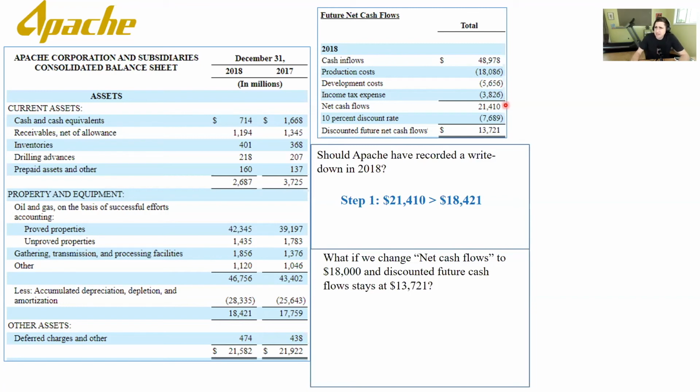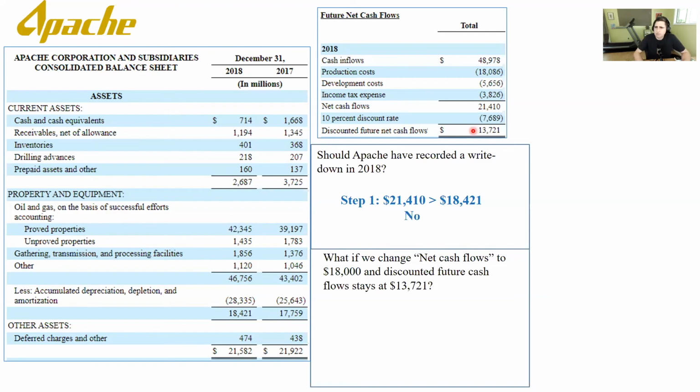So let's suppose instead of adding up to 21.4 billion, this number here added up to 18 billion. So the total net cash flows was 18 billion. And let's just assume that these cash flows are going to happen really soon, so the effect of the discount rate is going to be lower, and they're going to have future discounted cash flows of the same amount. So then the undiscounted cash flows goes down to 18 billion, but the discounted cash flows just remains the same at 13.7 billion. What would happen then?